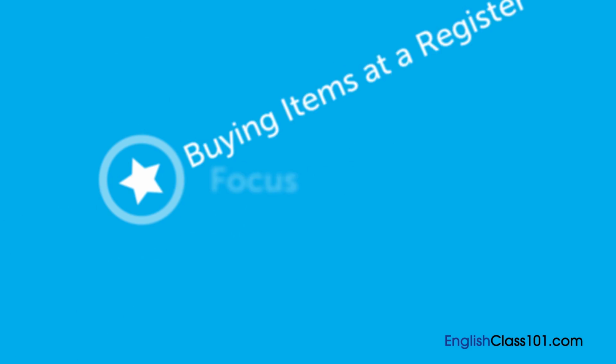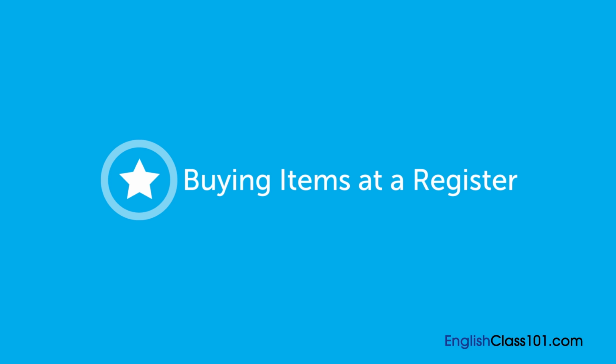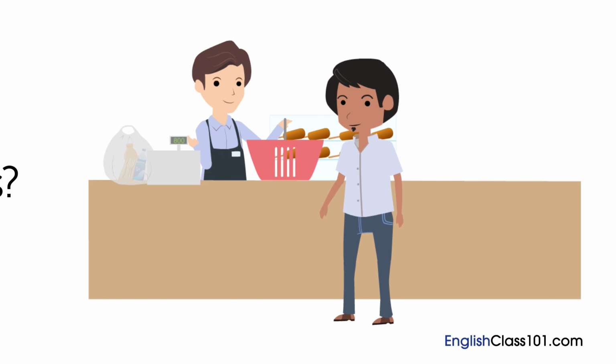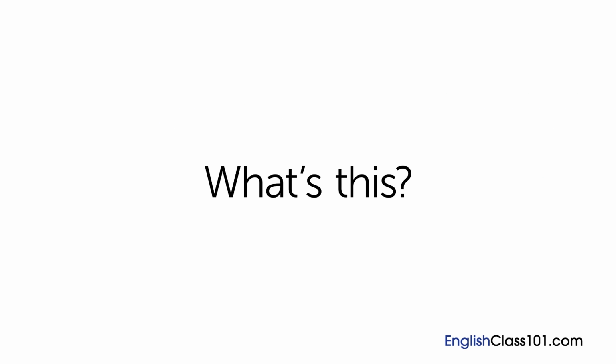Now the lesson focus. Here's how to buy items at a store. Ready? Do you remember how Gustavo asked what something was when he saw it in a case next to the register? What's this? First is a contraction for what is, what's. Next is the word, this? Together, it's, What's this? You can use this phrase in almost any situation to ask about something you aren't familiar with.